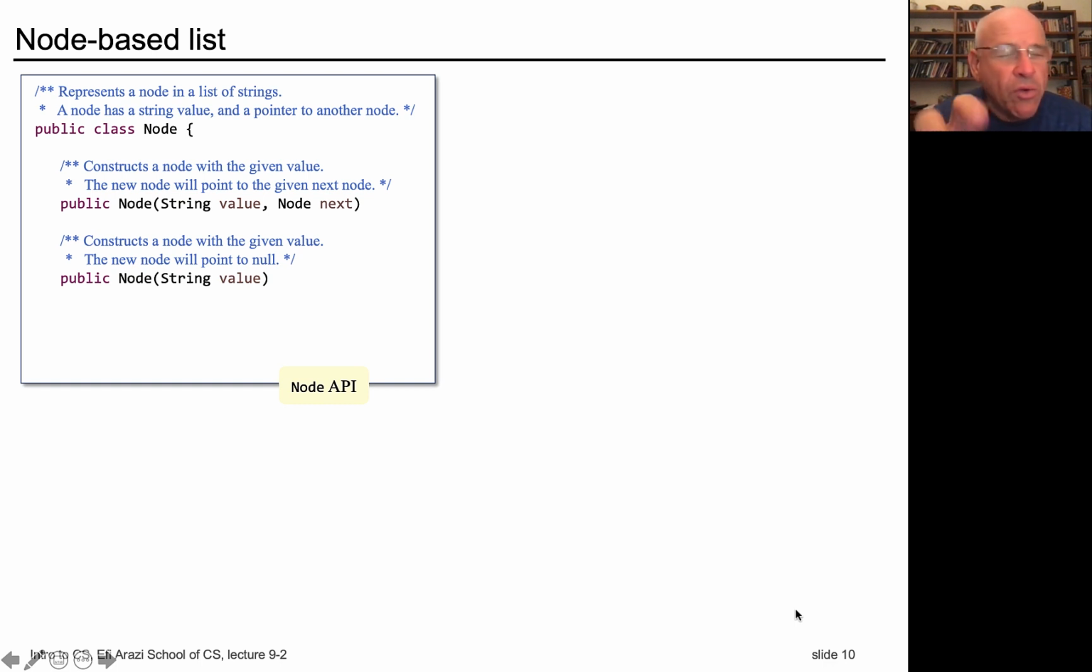So I have two ways to construct nodes, one with a pointer that I'm going to specify, and another with a null pointer. And finally, as usual, I'm going to have a toString method that simply displays this particular node. It actually displays only the value of the node. We don't care about the pointers.